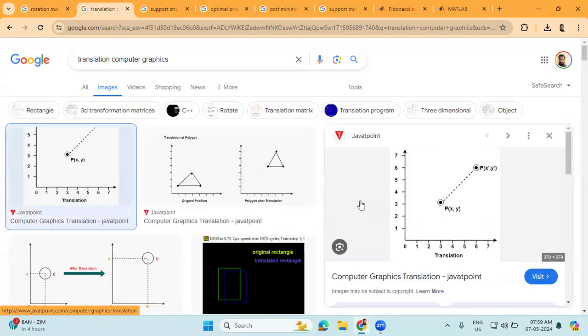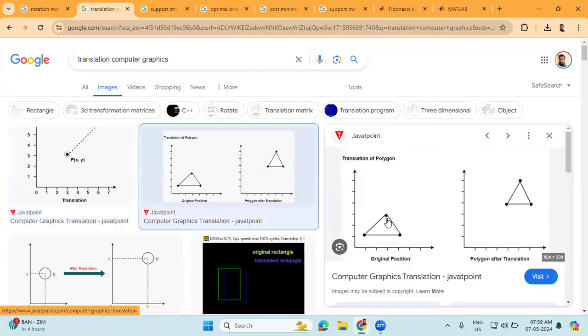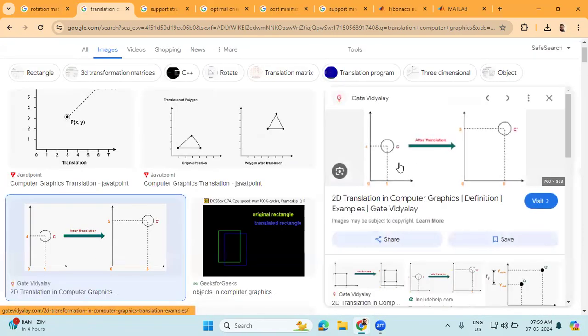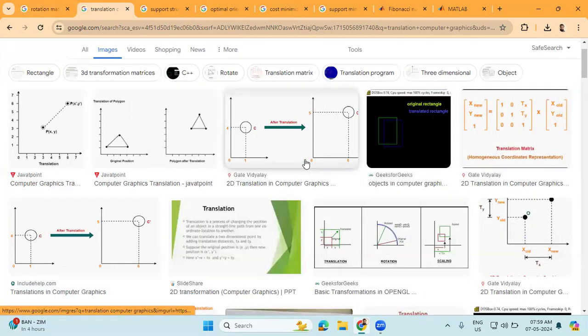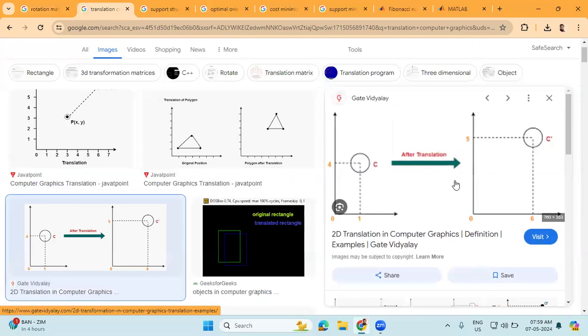Then coming to the translation. A translation is a mathematical operation that involves moving every point in a given space by a fixed distance in a specified direction. Like P(x,y) is moving from this point to P(x',y'). Similarly, this triangle, this polygon is moving from this position to this position, or this triangle is translated from this C to C'. This movement is described as a rigid motion because it does not change the shape or size of the space, only its location.